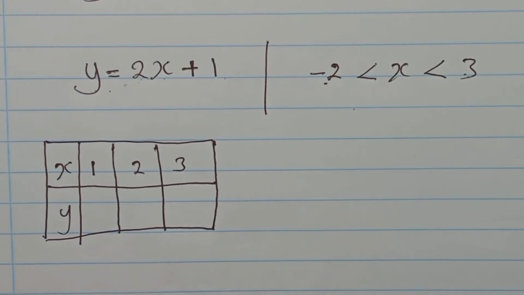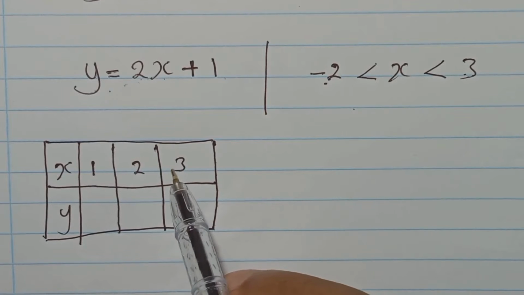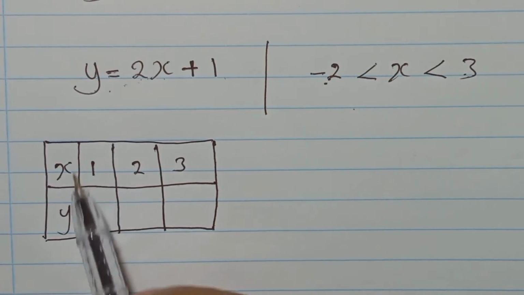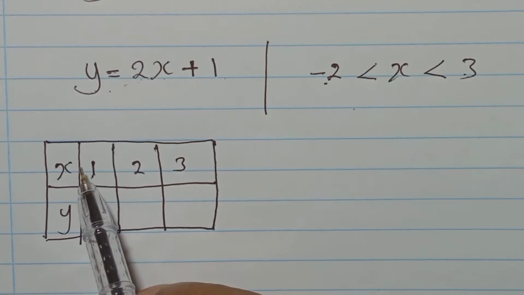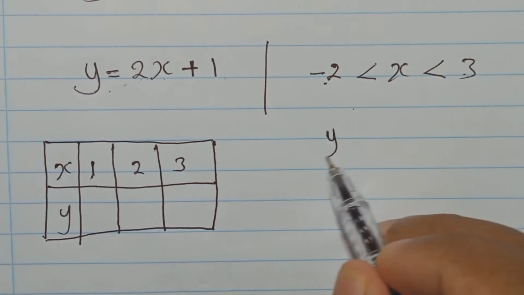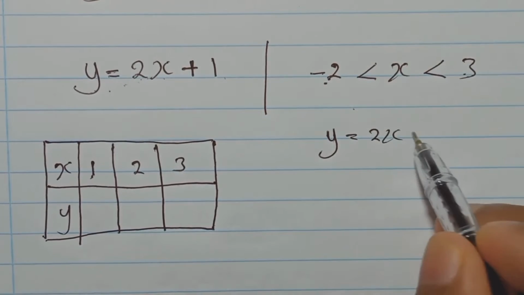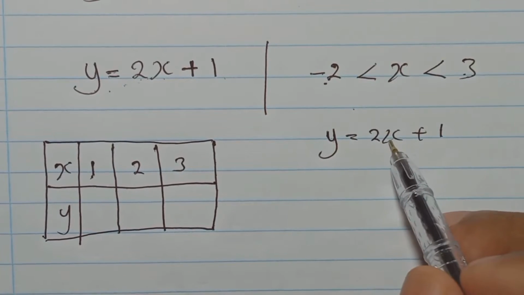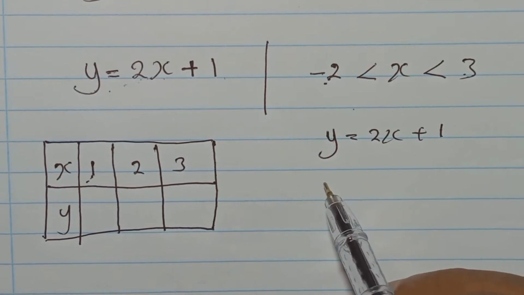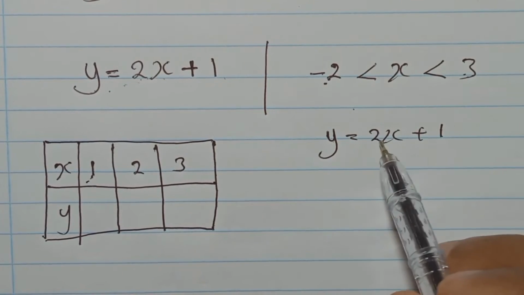You can use any values. These are the values for x. Now you need to find the corresponding y value. When x equals 1, what is the y value? This is the idea. I will write this equation: y equals 2x plus 1. Now I replace x with the x value and get the y value.